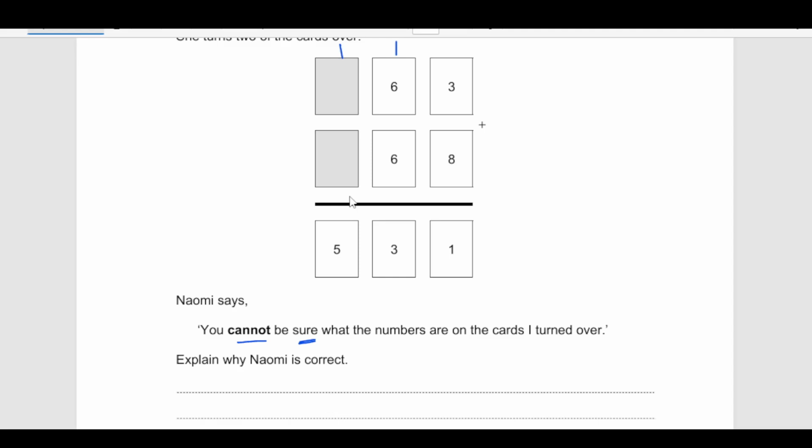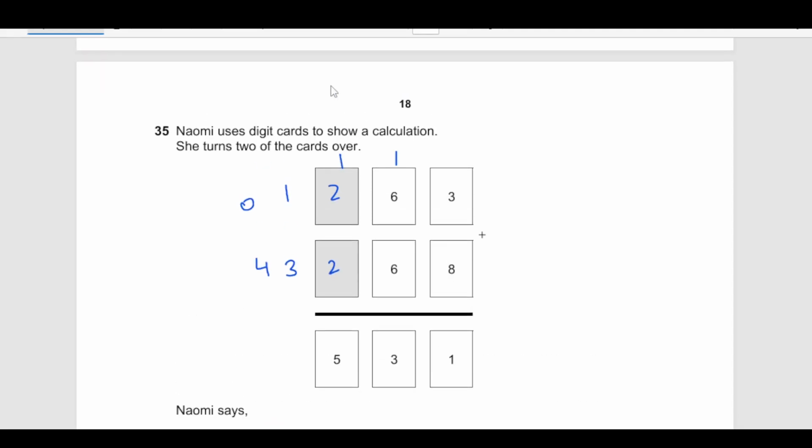So, we need 5 here, 5 plus 1, 1 plus what gives you 5. So, it can be 2 plus 2, 4 plus 1, 5, or it can also be 1 and 3. So 1 plus 3, and it can also be 0 and 4. So that's why she is saying it's not, she is not sure, right?